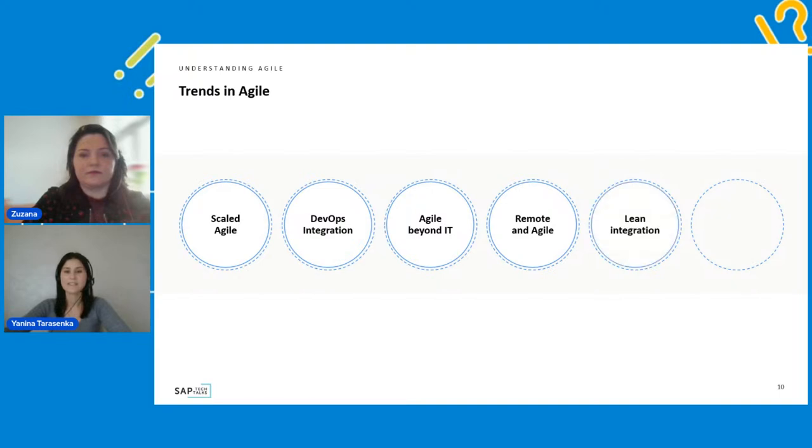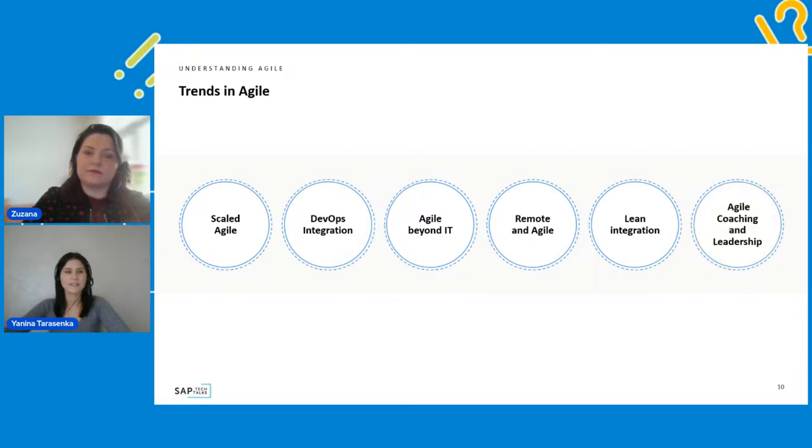The fifth trend is lean integration. So Agile and Lean principles are combined for holistic product development and project management. We know that Agile is mostly about how to achieve the result and Lean is mostly about how to set up your flow. But these two approaches make the perfect combination at work.